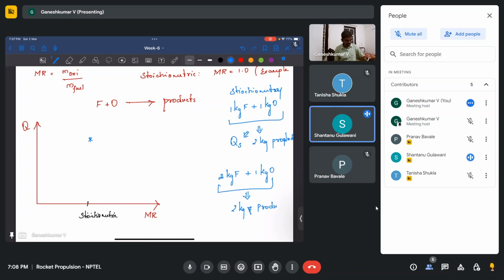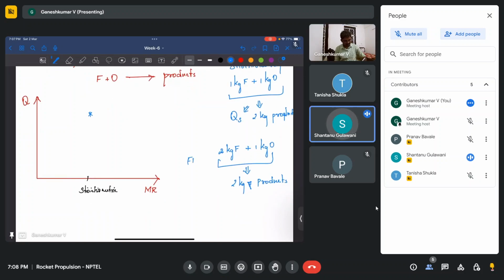Sorry, oh no, this is fuel rich. This is fuel rich. Then Q will be less. So basically the 2 kg of products you will get, but in addition, the 1 kg of fuel still remains.